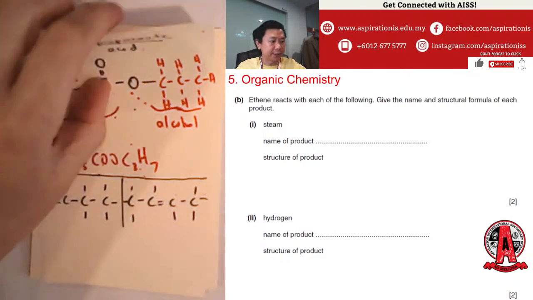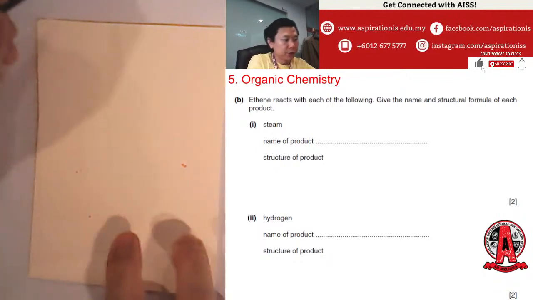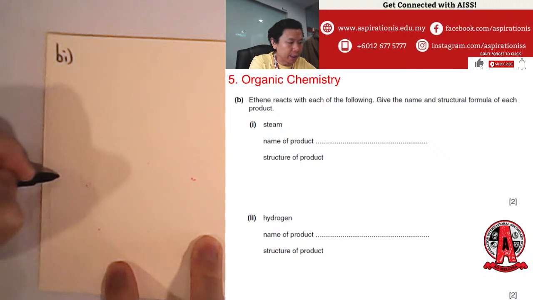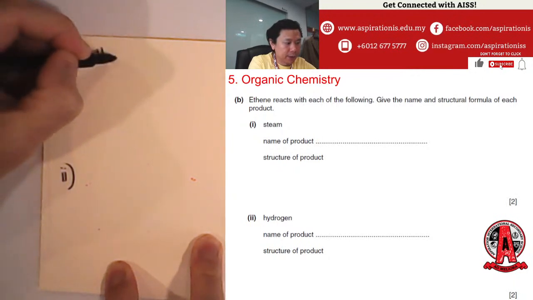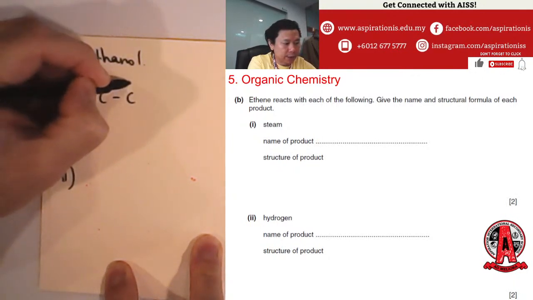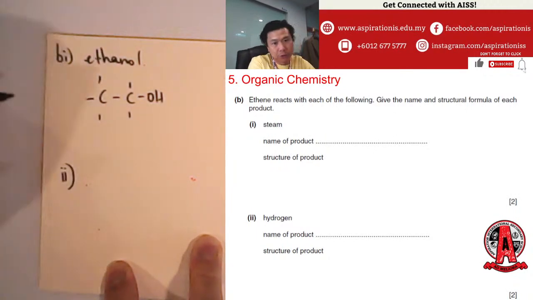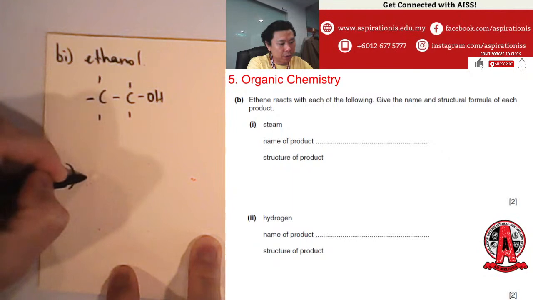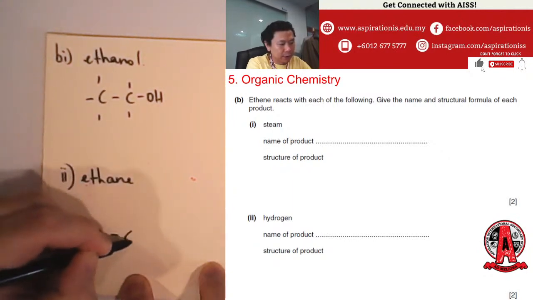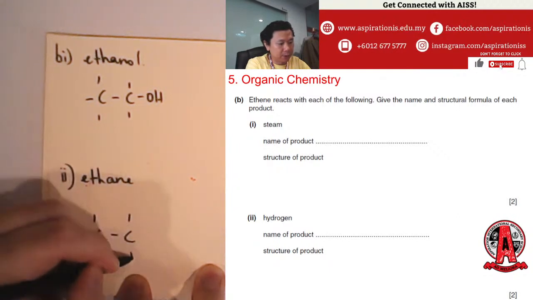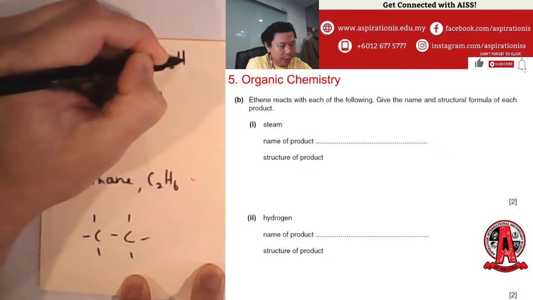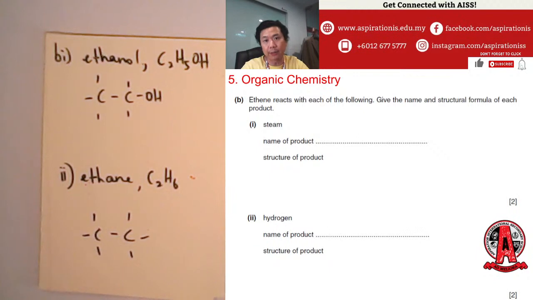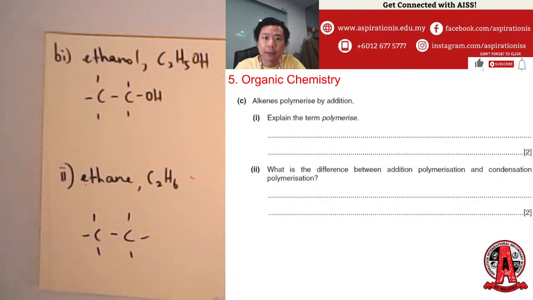So this is pretty much the same as just now. Maybe I'll just quickly go through here. Remember ethene and steam. So the product is ethanol. To draw ethanol, the rest are hydrogen. And if you react with hydrogen, you are going to get ethane. There is no more double bond, so C2H6. This one is C2H5OH. This one we have done in the previous question, so I hope that's not a problem. Let's try and do one more slide.